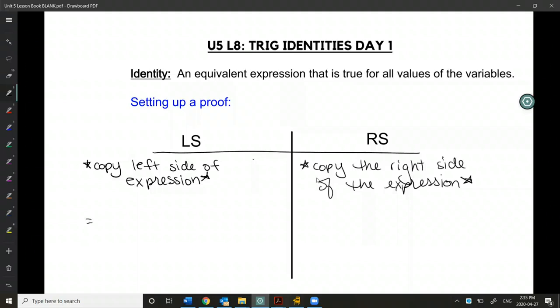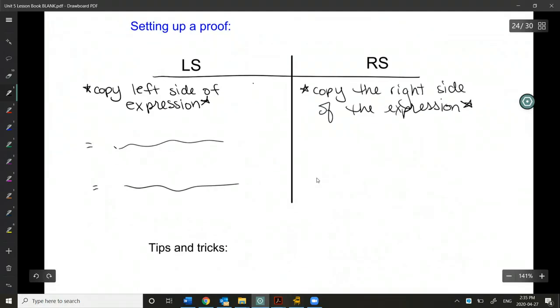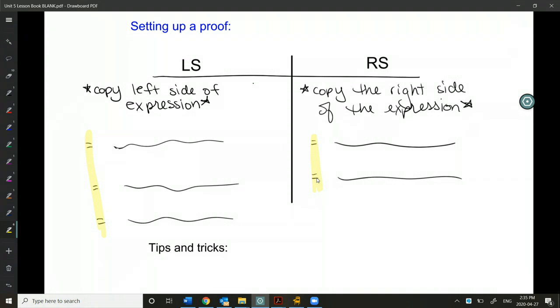So I can work on the left side and I can work on the right side, but my goal is that they're exactly the same by the end of the work that I've done. So we're going to do some work, and anytime that I start a new line, I'm making sure that I'm writing equal signs over here, and the same thing on the right side. So maybe I'll do 2 lines here, and again make sure that I draw equal signs after that. And ideally what I want at the end is an expression here that's exactly the same as my ending expression on the right side. And if I have that, then my proof is done.